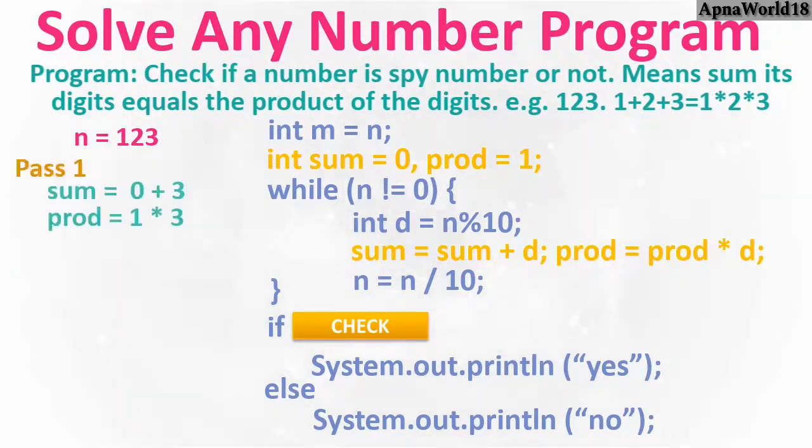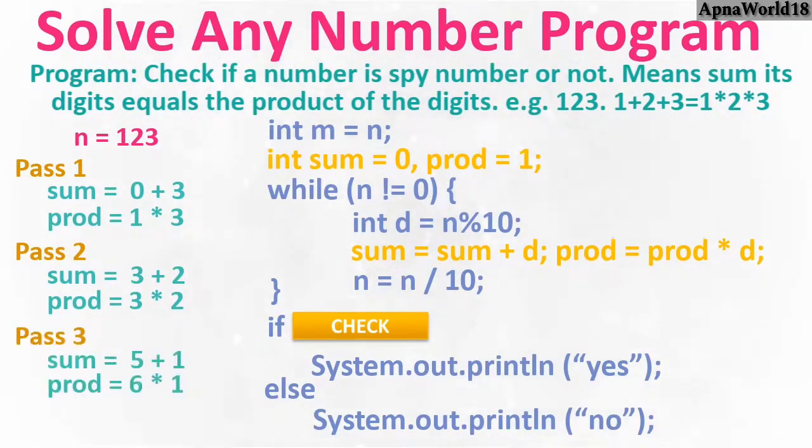How does this work? In the first pass, it will do 0 plus 3 and 1 multiplied by 3. In the second pass, it will do 3 plus 2 and 3 multiplied by 2. In the third pass, it will do 5 plus 1 and 6 multiplied by 1. Then it will come out of the loop. So now in the check section, you just check if the sum is equal to the product. This is the program for SPI number.